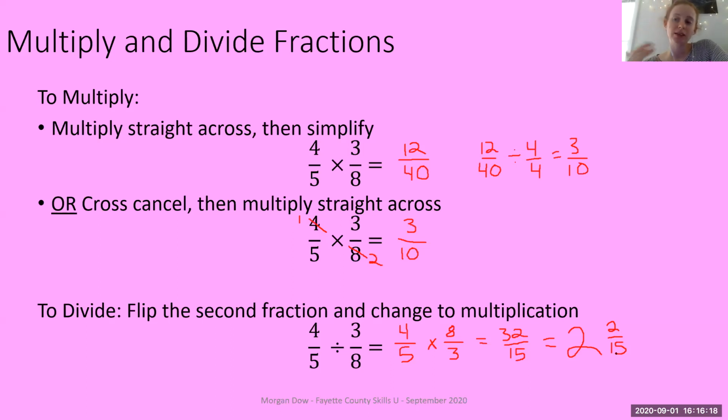So anytime you end up with an improper fraction at the end of your calculations, most likely you should change it to a mixed number for your final answer. So say your answer is easy to read, easy to think about. That's also most likely what you would see in your answer choices on the test.